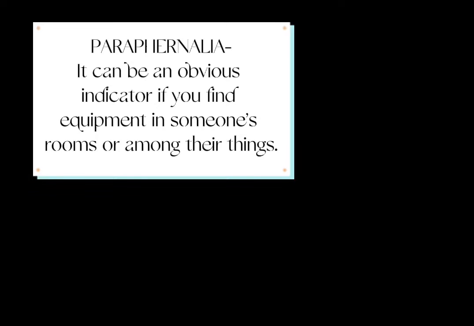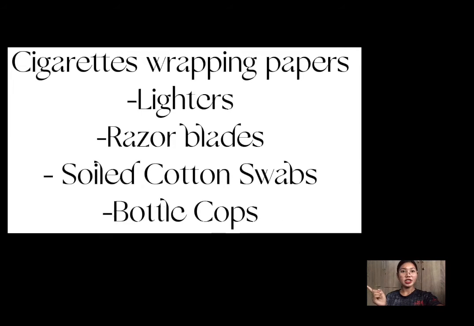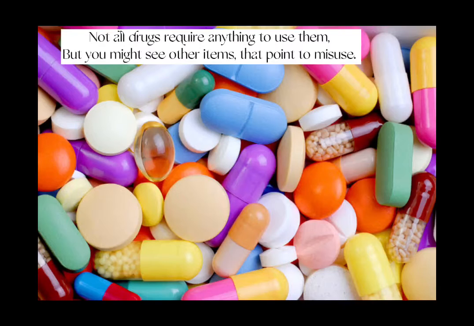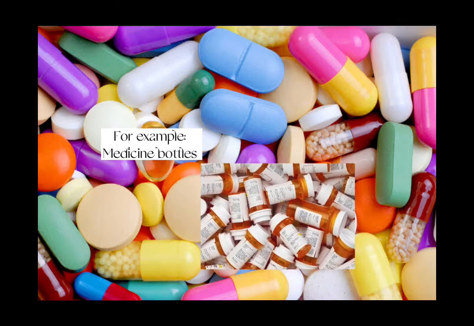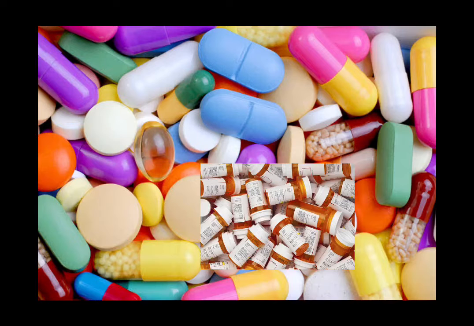The third is paraphernalia. It can be an obvious indicator if you find equipment in someone's room or among their things. Some common items include cigarette wrapping papers, lighters, razor blades, soiled cotton swabs, and bottle caps. Not all drugs require anything to use them, but you might see other items that point to misuse. For example, medicine bottles from more than one doctor can be a sign of prescription drug abuse.